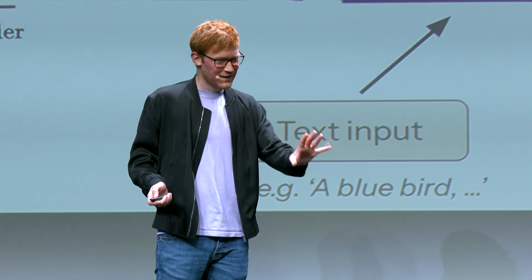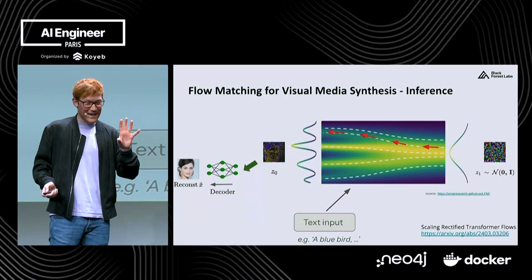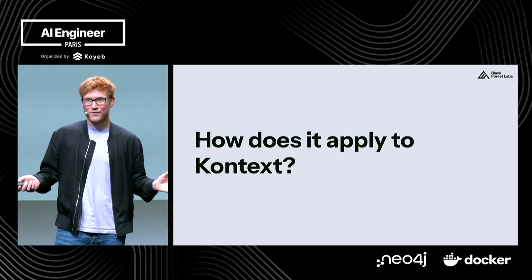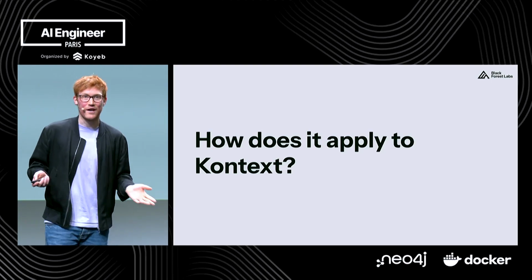All right, so this is how you can generate images based on text. But now how does this apply to Flux Kontext? Because that also can do image editing, right?